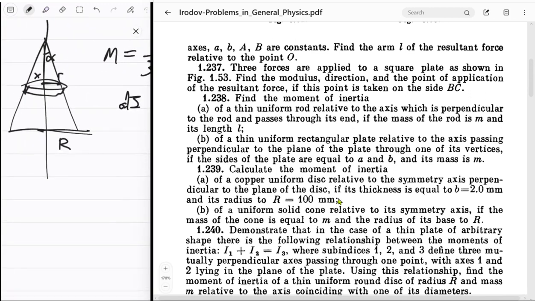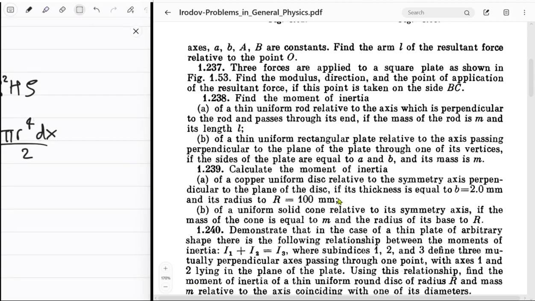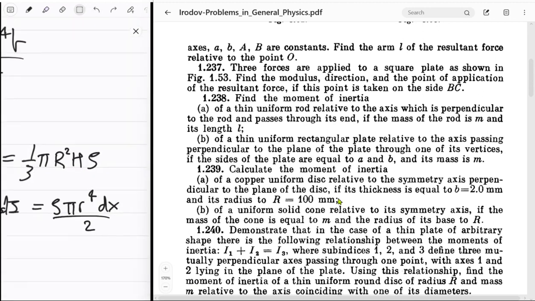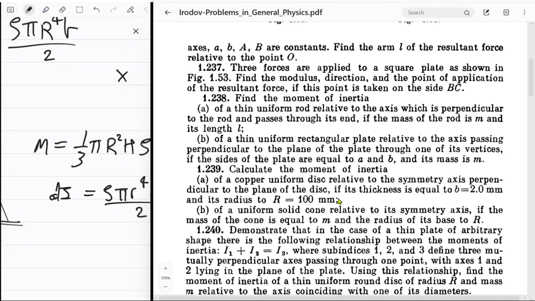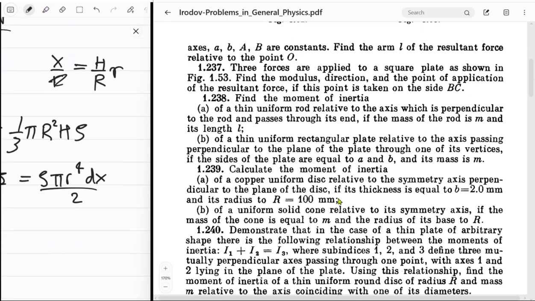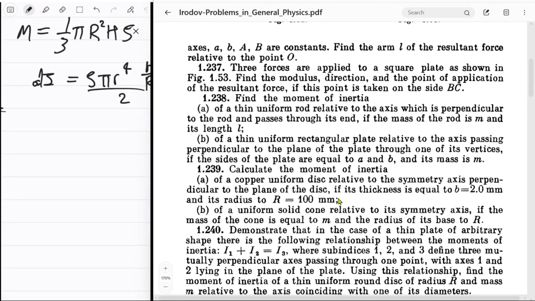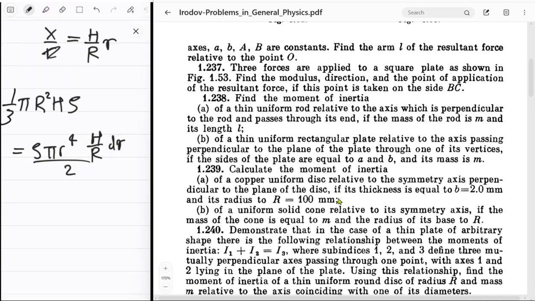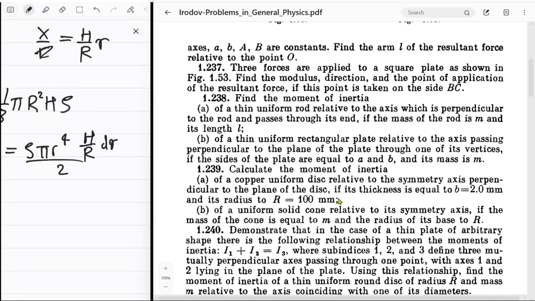So what we could do is just say x is equal to r upon... well, you know what? We don't need this alpha anymore. I'm just going to use ratios. So x upon r is just equal to h upon capital R. So x is just equal to this. So dx is h upon capital R times dr. Cool. So that's our dI value. Is that correct? It must be. What could go wrong? Yeah, it must be.